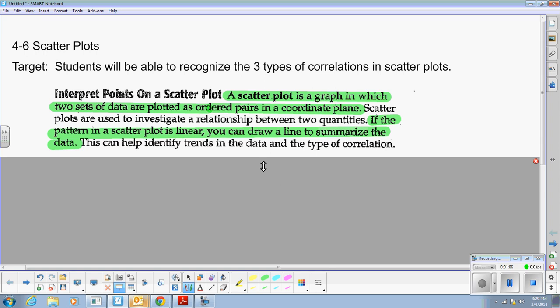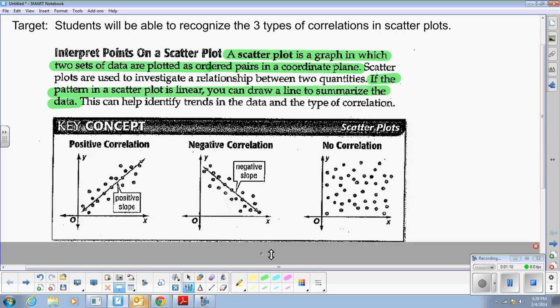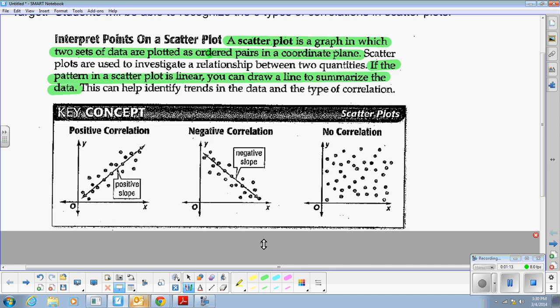So here's what this wording is talking about. A scatter plot is a graph that looks like these three here. There are three graphs here, and they are plotted as ordered pairs. You have an x-axis and a y-axis, and then we plot points. After we plot the points, if you look at this set of dots, you notice it looks like it's going up from left to right. That is a positive slope, so we can draw a line in the dots. We'll get to drawing the line in a future lesson.